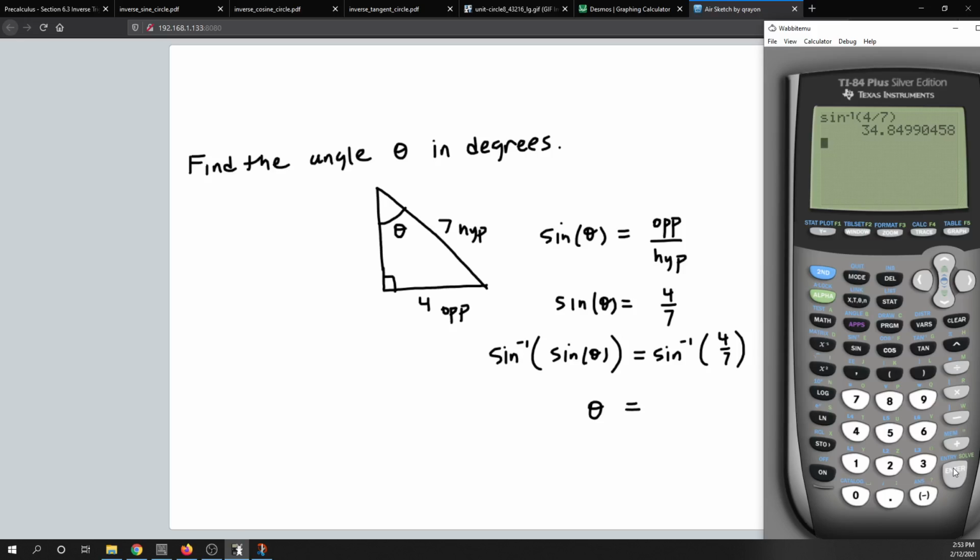All right, and we get 34.8, let's say, to 1 decimal place. So that would be 34.8 degrees on that one. All right, so that would be the measure of the angle theta. And that is it on this one.